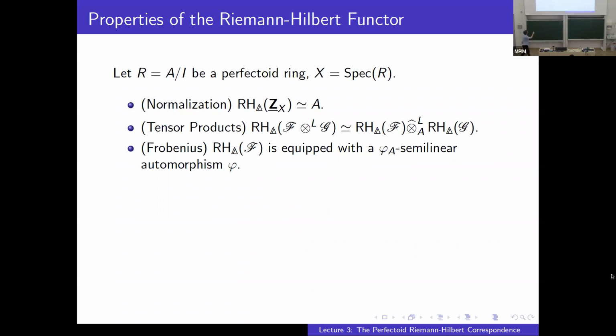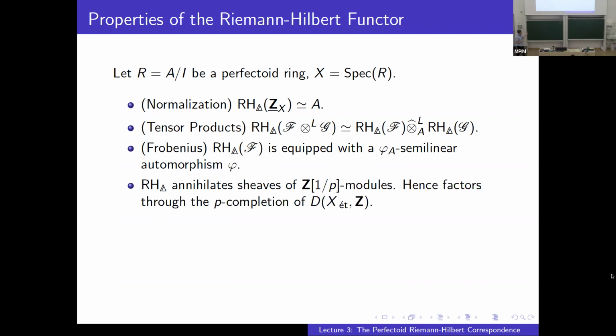This Riemann-Hilbert functor produces not just A-modules, but Frobenius modules over A. That is, RH is always equipped with an automorphism, which is semilinear with respect to the Frobenius on A. This functor automatically annihilates any sheaf on which p acts invertibly. And as a consequence, it factors through the operation of p-adic completion. So if you think it's a little funny to talk about the derived category of abelian sheaves, again, you could replace it by something like p-adic étale sheaves, and you wouldn't lose any information.